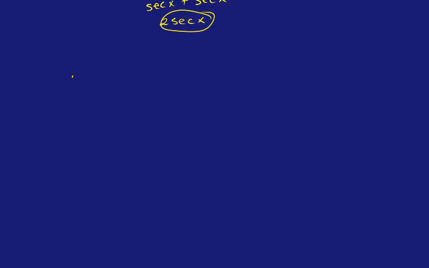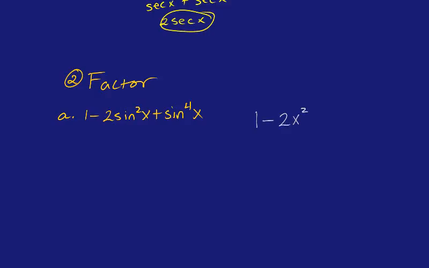So the second thing you can do when trying to simplify is you can factor. Take a look at A here. We've got 1 minus 2 sine squared of x plus sine to the 4th of x. The thing about this is it's a trinomial, and everyone looks at it and sometimes they freak out because they're like, oh geez, that's a lot going on. Well, think of sine as just a variable. So what if a teacher had asked you to do 1 minus 2x squared plus x to the 4th? What if they had told you to factor that?